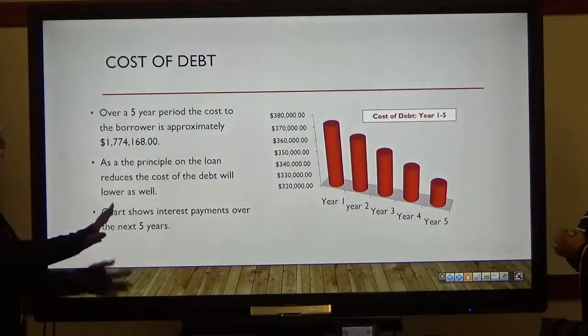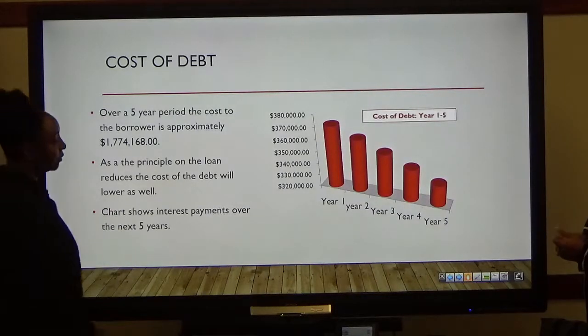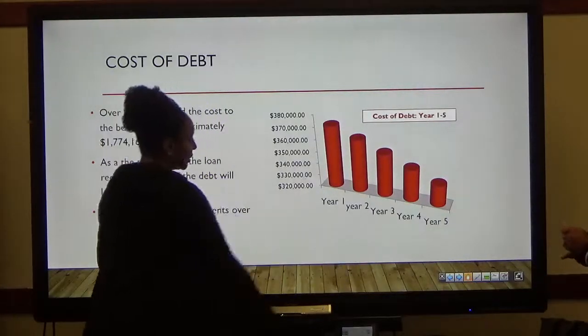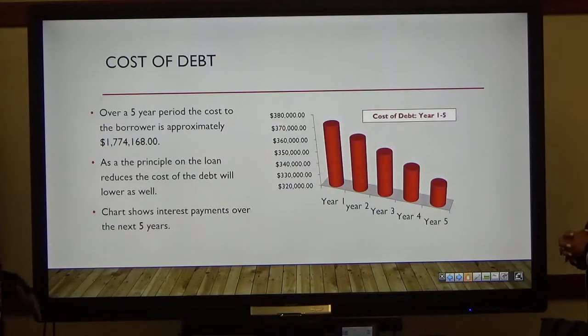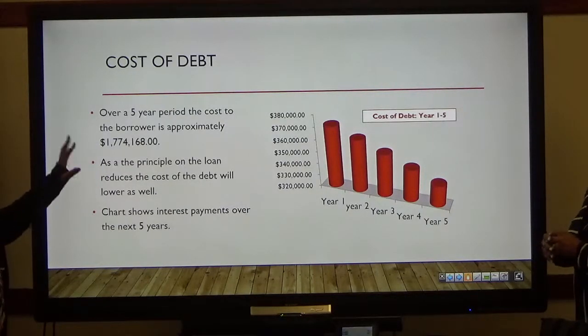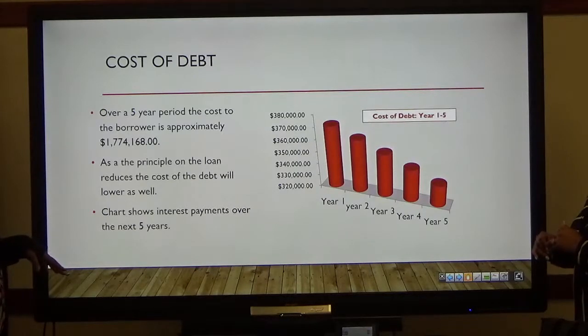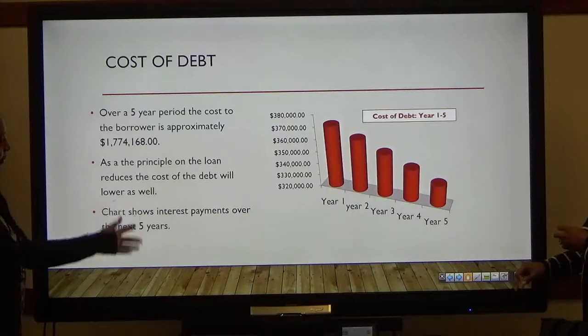Then we put a chart here that shows the cost over the next 5 years, how it's going to go down, and gave some information overall: 1.74 million over the 5 years. Principal goes down, the debt goes down, and the chart shows that.